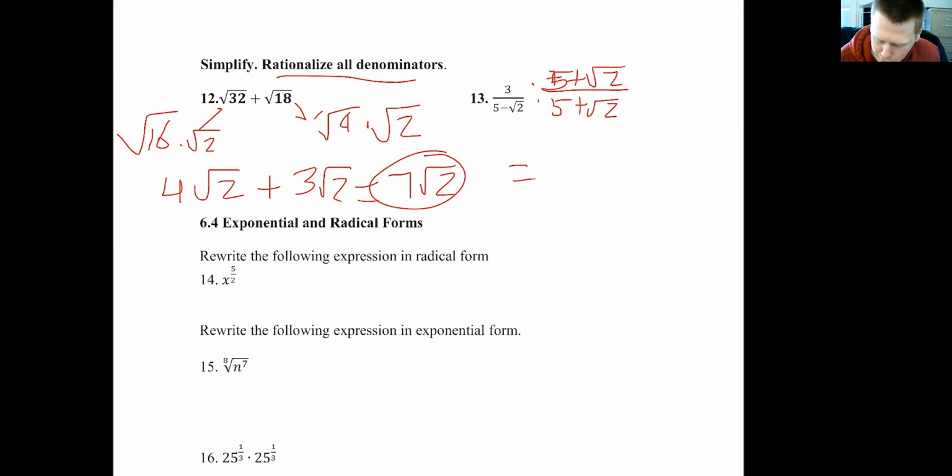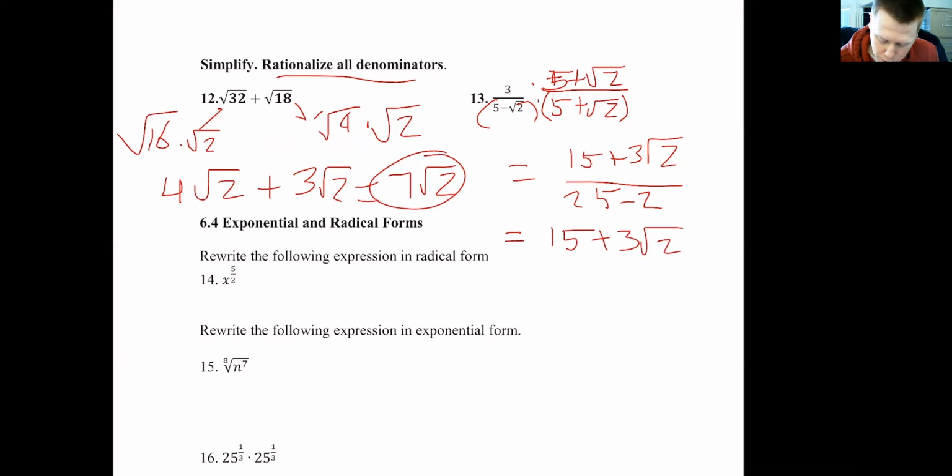So if you simply FOIL or distribute the top, you would get 15 plus 3 square root of 2. On the denominator, you can FOIL, but remember one tip: your two middle terms are going to cancel when you FOIL a conjugate. So 5 times 5 would be 25. I mean, if you want, you could do plus 5 radical 2 minus 5 radical 2, but those are going to cancel out. Square root of 2 times the square root of 2 is just 2, so this would just be minus 2. Or if you can do that in your head, you would just have 15 plus 3 square root of 2 over 23.